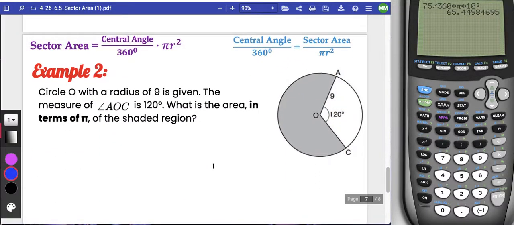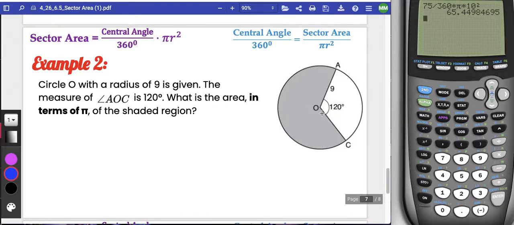Okay, next one. We have a circle O here and we have a radius of 9. And we also know the central angle, angle AOC, labeled on the graph, which is 120 degrees. What we are looking for is the area of the shaded region. Remember, this time the shaded region is on the other side compared to the central angle. And also this time the answer is in terms of pi. Later we'll tell you how to deal with in terms of pi. Let's figure it out. Since we still need to look for the area of the shaded region, I'm still going to use the first formula because it's very straightforward.